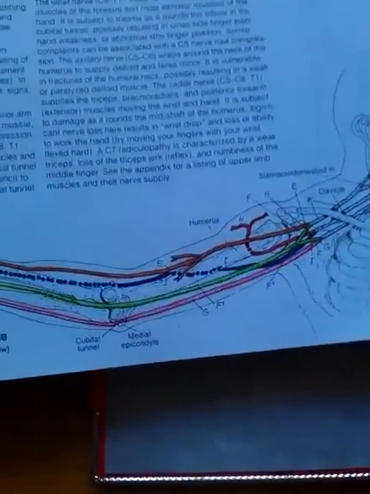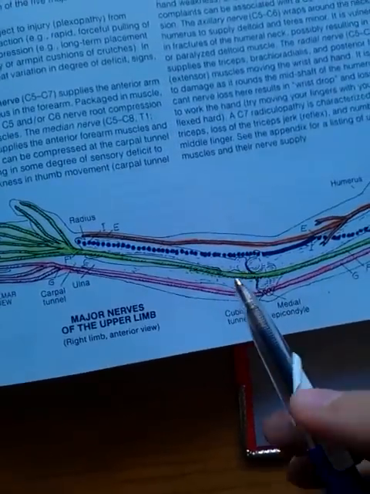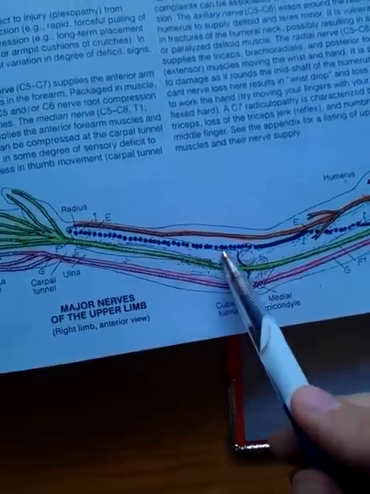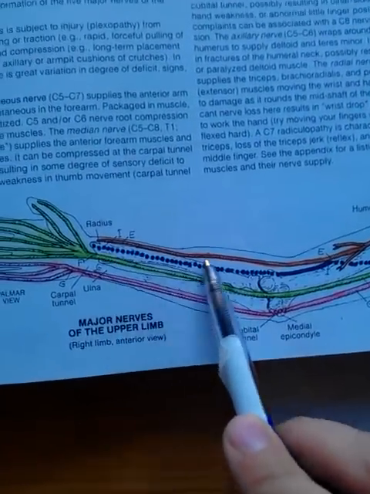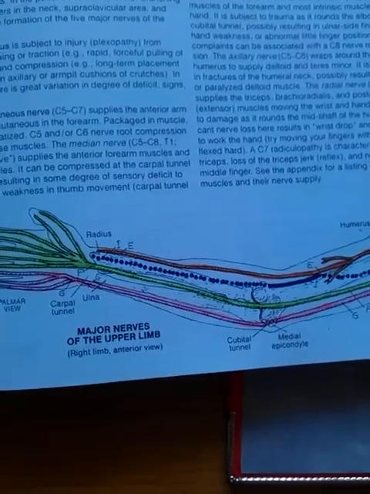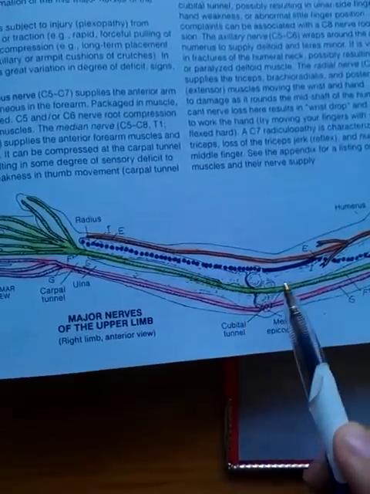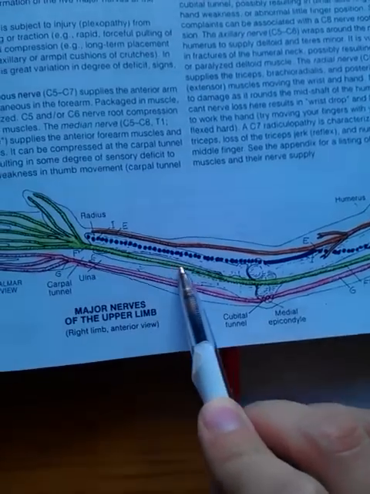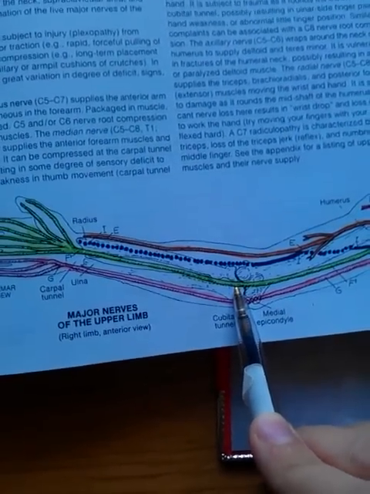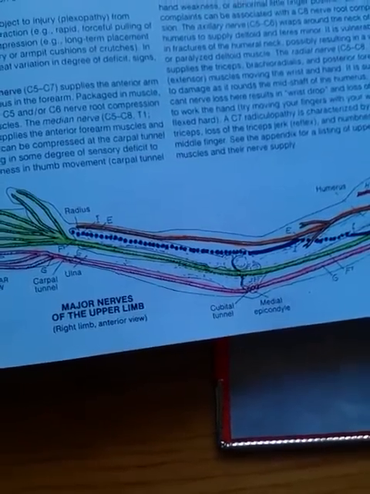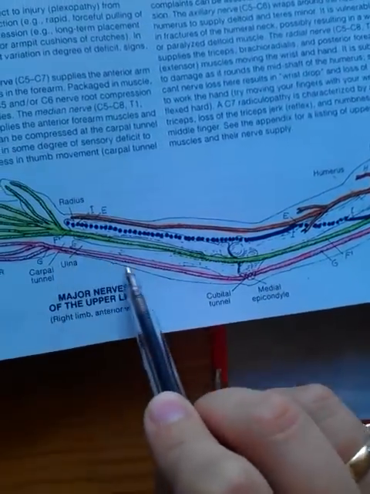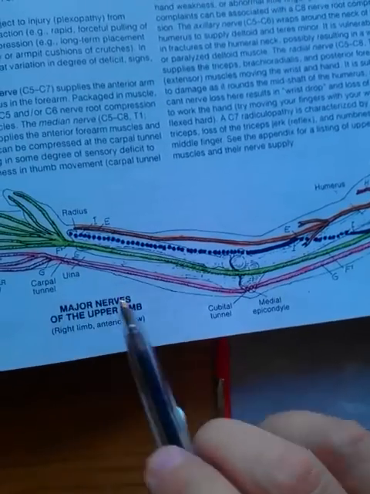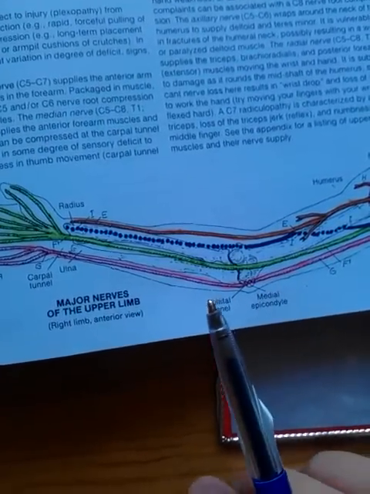The nerve supply of the muscles of the forearm. Here you have the radial nerve in blue, which supplies all the posterior muscles. Here you have the median nerve in green that supplies mostly all the anterior muscles. And also the ulnar nerve supplies the flexor carpi ulnaris and parts of flexor digitorum profundus.